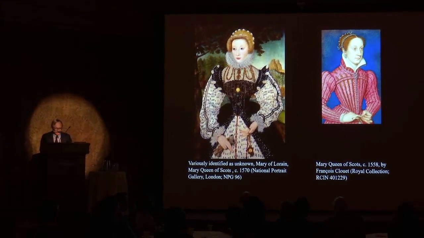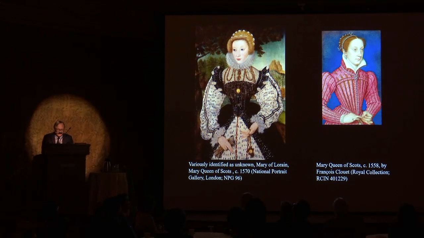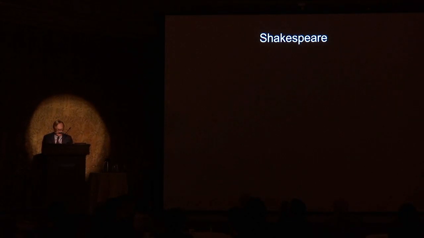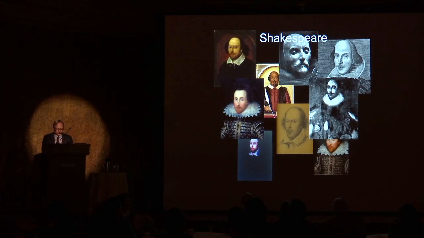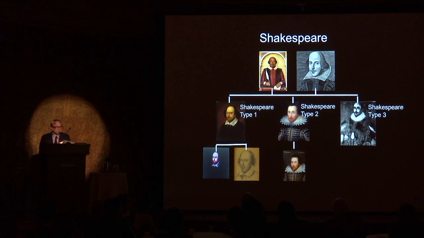By known identity, we mean either an identity that is considered to be certain, for example, an image that can be proven to portray Mary, Queen of Scots, or a name that is attached to a body of portraits. For example, an image that belongs to a body of portraits that cannot be proven to portray the historical figure William Shakespeare, but that might be grouped as types. Shakespeare type 1, Shakespeare type 2, Shakespeare type 3, and so on.